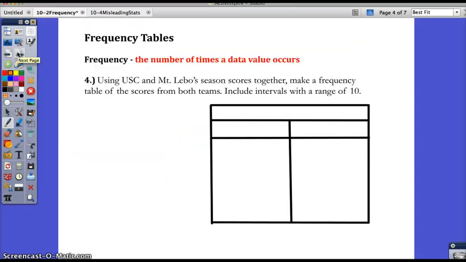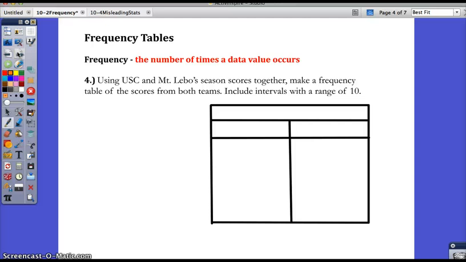So we can use the stem and leaf and kind of build a frequency table from there. A frequency table is just another way of looking at the data, but it is going to show the number of times a data value occurs. So frequency is the number of times a data value occurs.